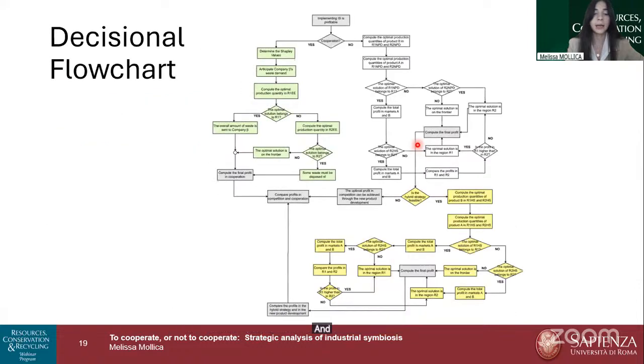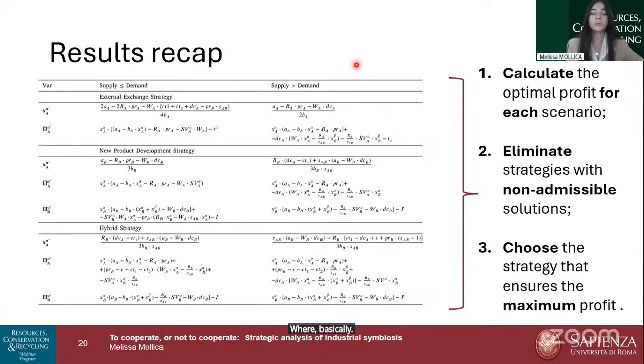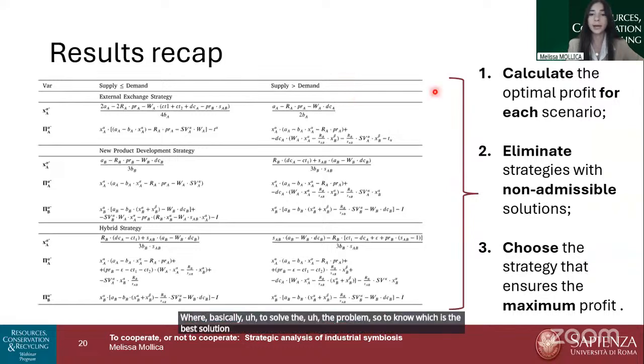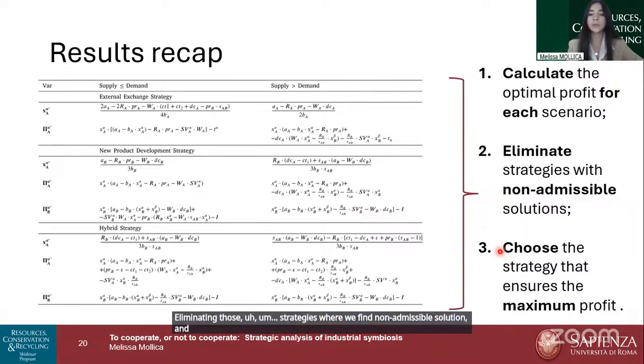And just to have an idea of the complexity of the model, I reported here the decisional flowchart of company Alpha, where basically to solve the problem, so to know which is the best solution for company Alpha, we have to calculate the optimal profit in each scenario, eliminating those strategies where we find a non-admissible solution, and then choosing the one that provides the highest profit.